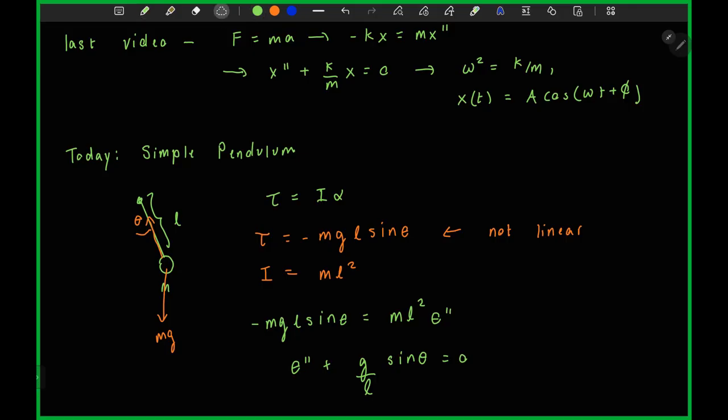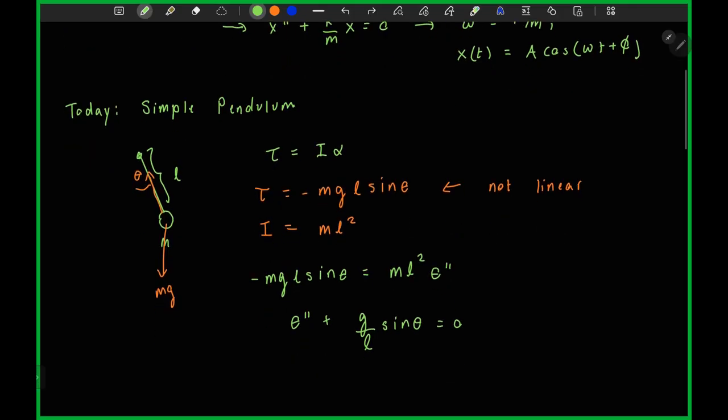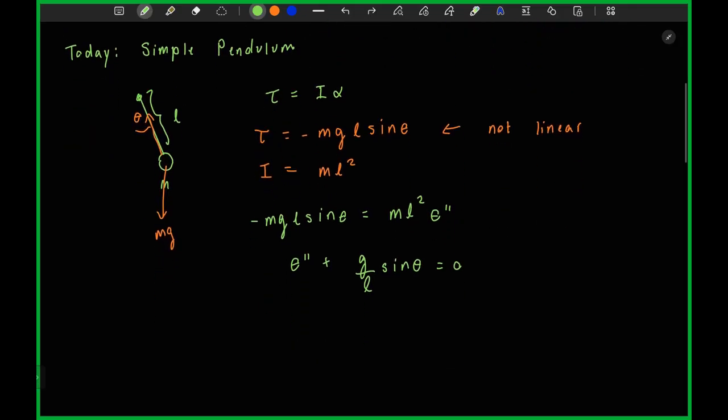And at this point, we need to think about whether this matches our prior differential equation. And unfortunately, it doesn't, right? x has been replaced with theta for the second derivative, x double prime, theta double prime, but then x itself has been replaced with sine theta. And so our conclusion is that the simple pendulum is not a simple harmonic system.